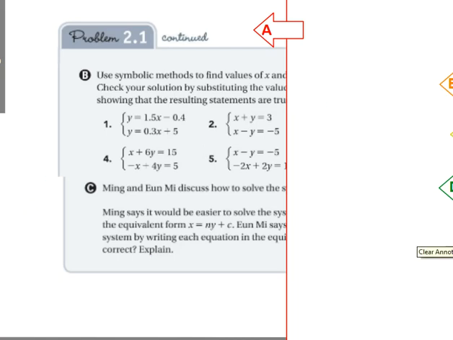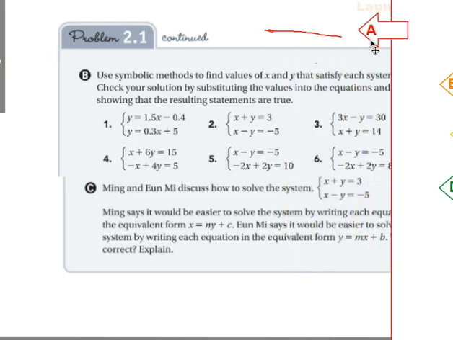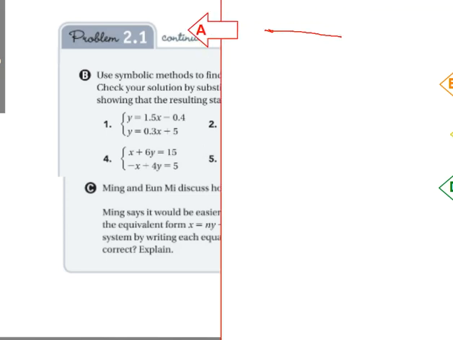Okay, for the third problem, it is 3x minus y equals 30 and x plus y equals 14. So these aren't in slope-intercept form, so the first thing we need to do is change them into it. So 3x minus y equals 30.